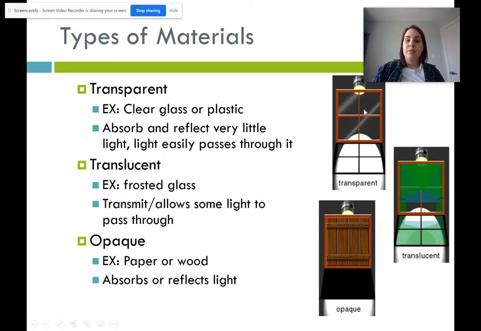So transparent things we can see through very easily. Translucent things you can kind of see through, more like frosted or somewhat of a fuzzy image. Opaque things you can't see through. Which means transparent allows almost all of the light to move through it, translucent lets some of the light through it, and opaque lets no light through it. It absorbs or reflects all of the light.